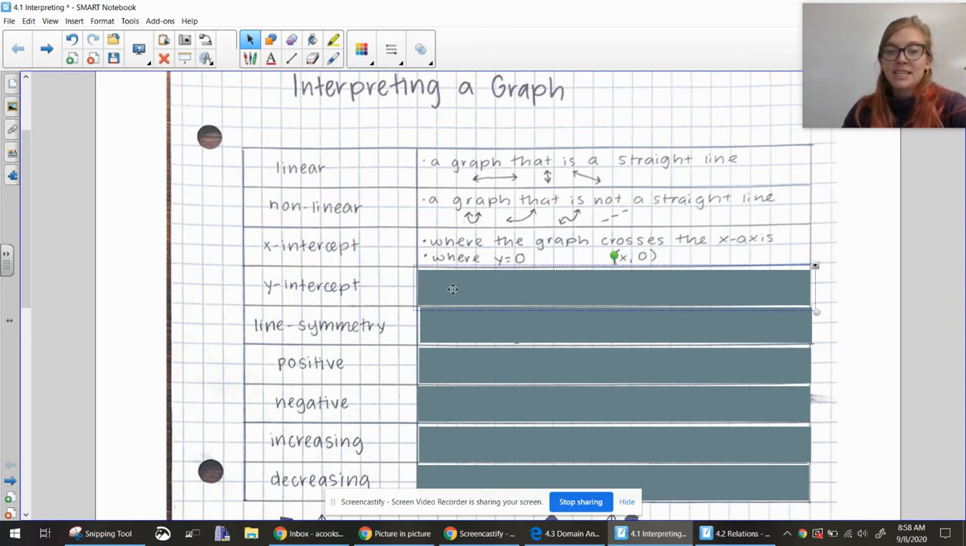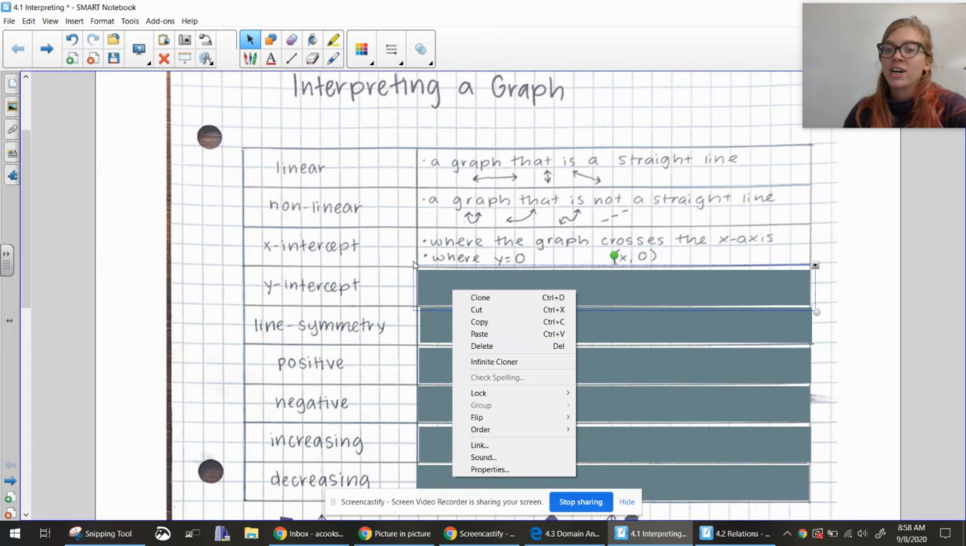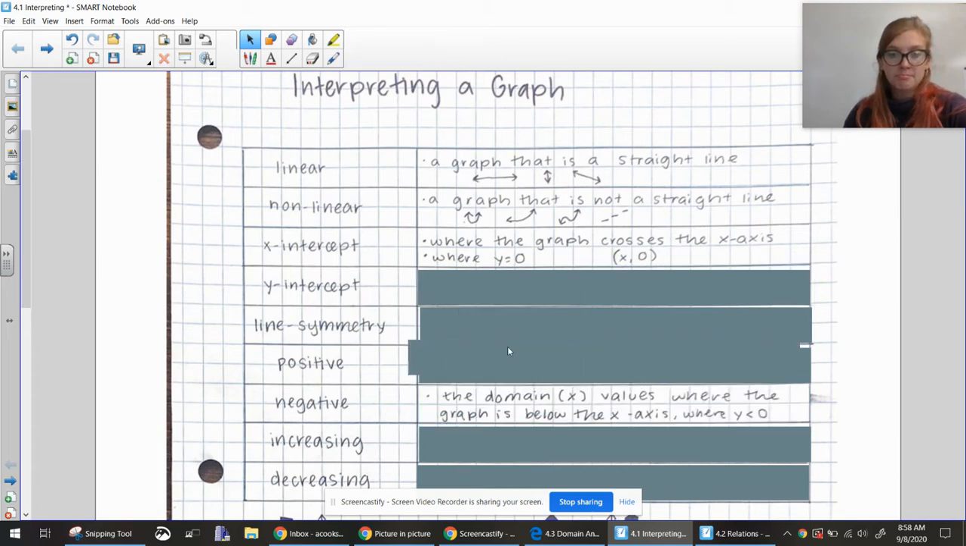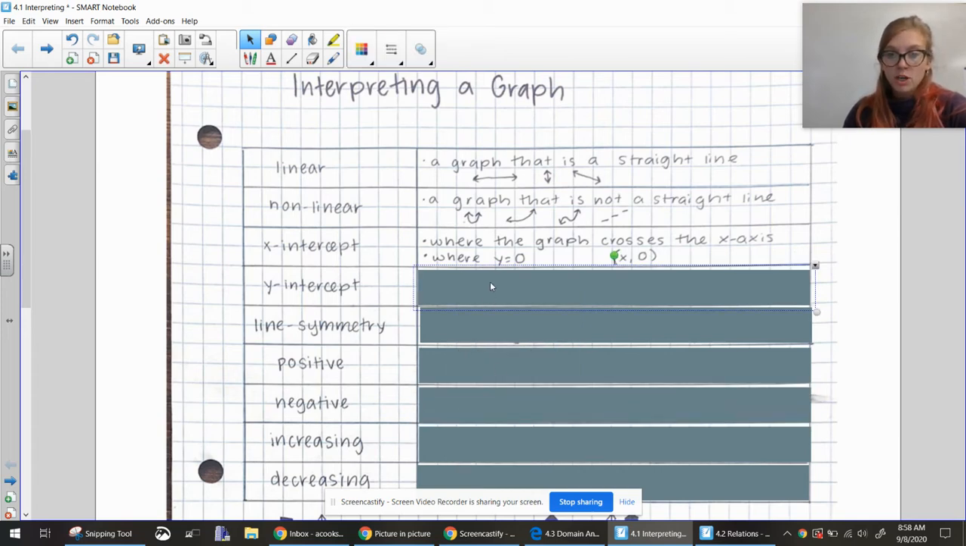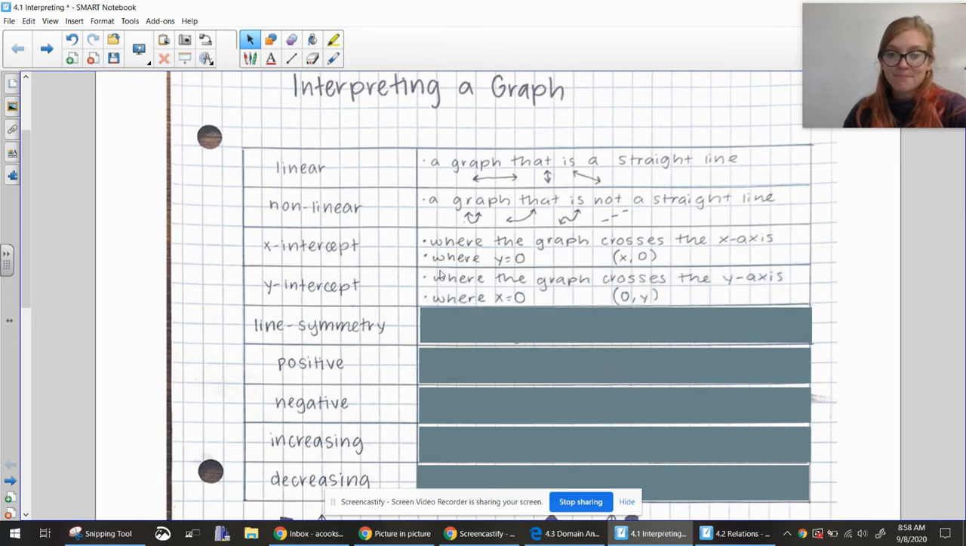The y-intercept is the opposite. It's where the graph crosses the y-axis. So where x equals 0, and the point will be written as 0 and the y-coordinate for where the graph crosses the y-axis.